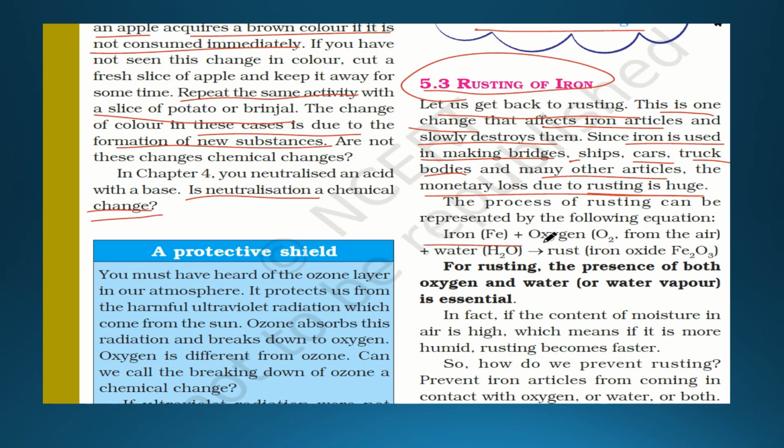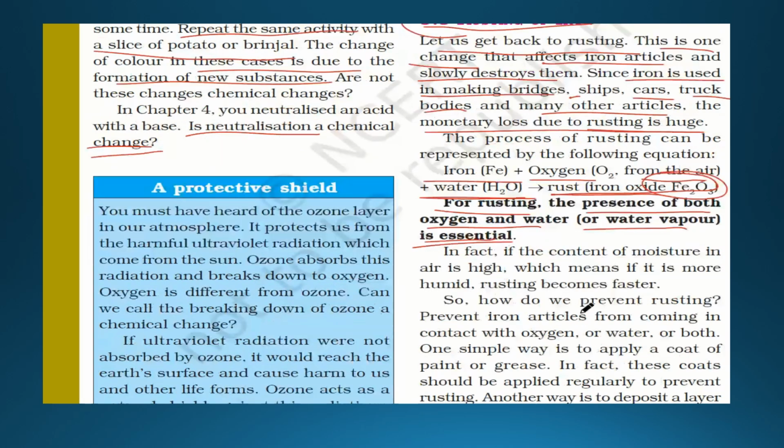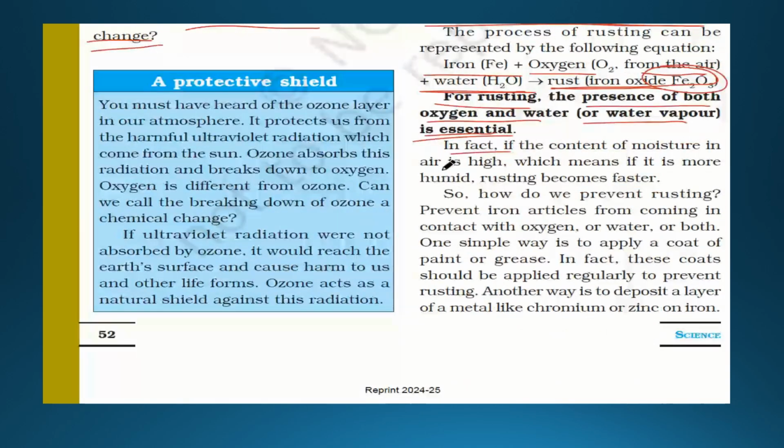Iron, when it is exposed to oxygen from the air and water vapor from the atmosphere, forms rust or iron oxide. So Fe2O3 is iron oxide. For rusting, the presence of both oxygen and water or water vapor is very much essential. Whenever iron is left open for some time in open air, it forms iron oxide or rust. In fact, if the content of moisture in air is high, which means if it is more humid, rusting is faster. How to prevent rusting?